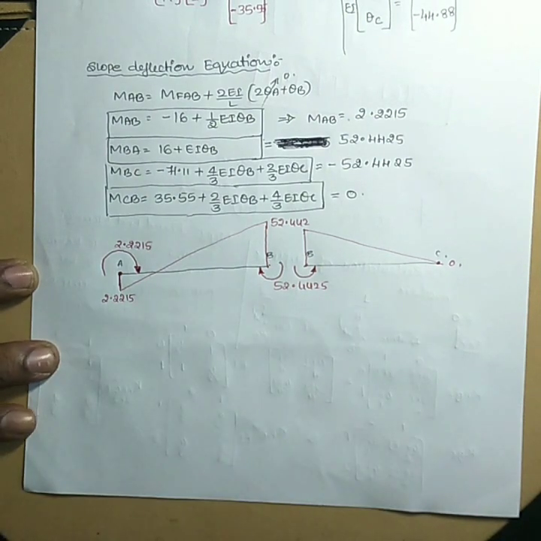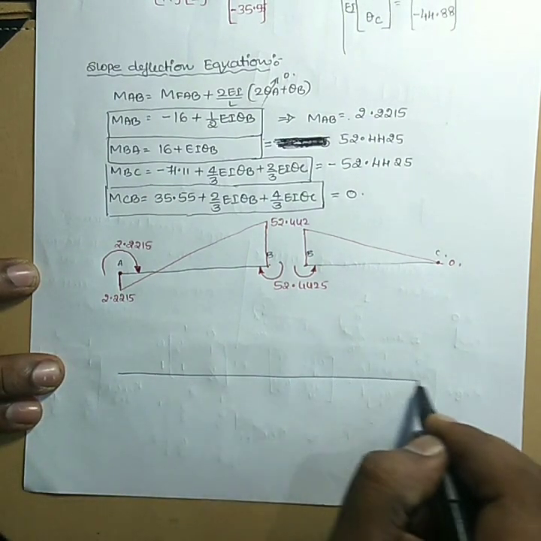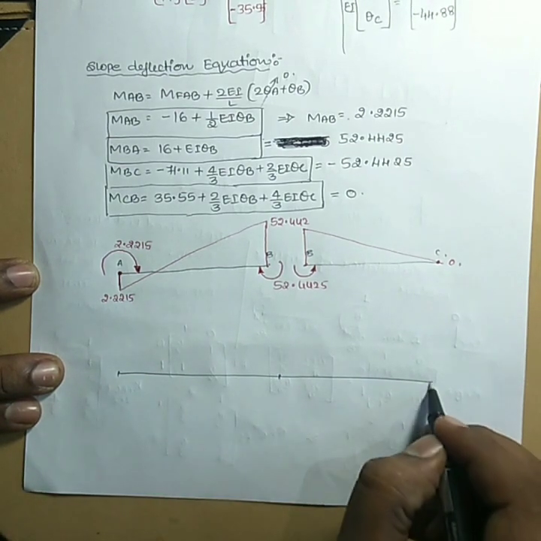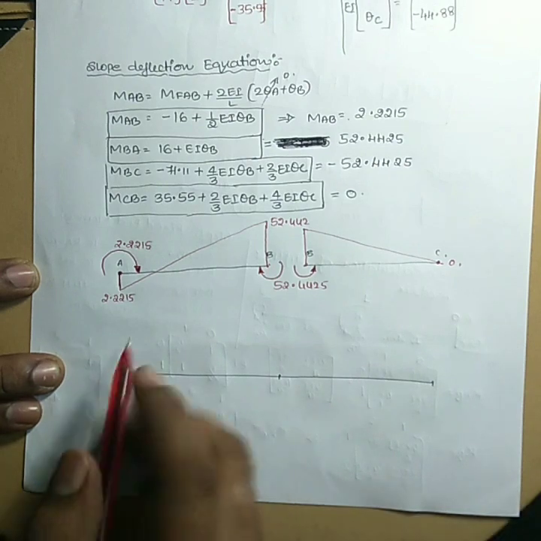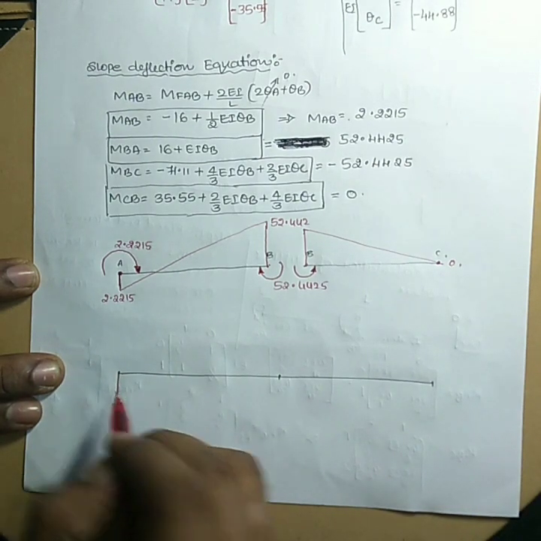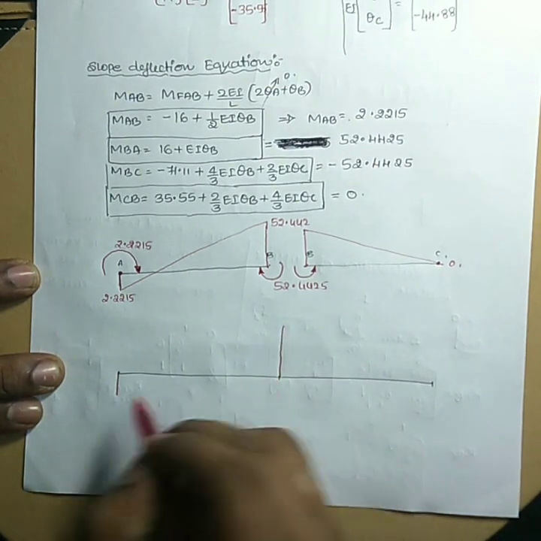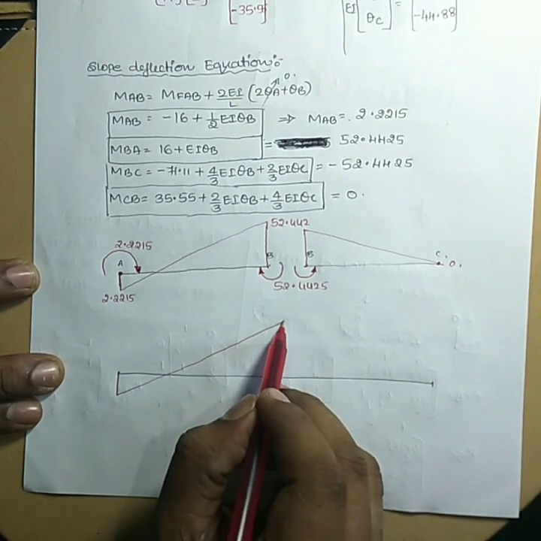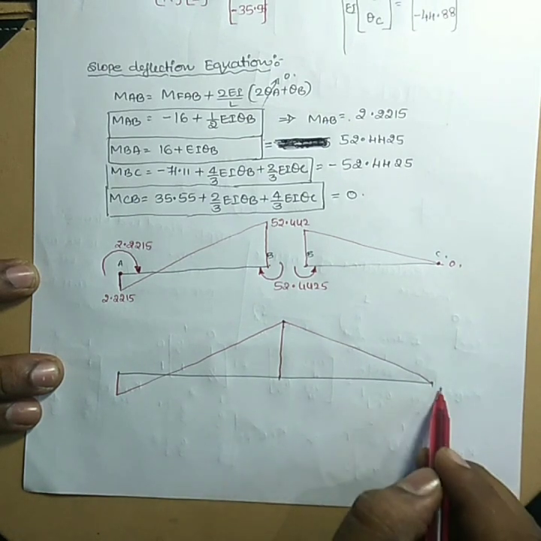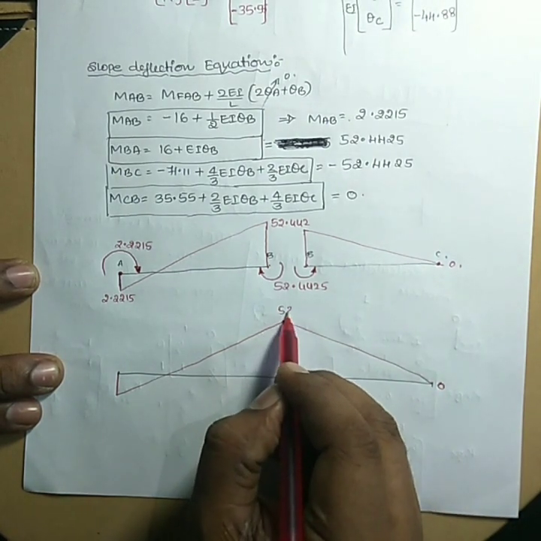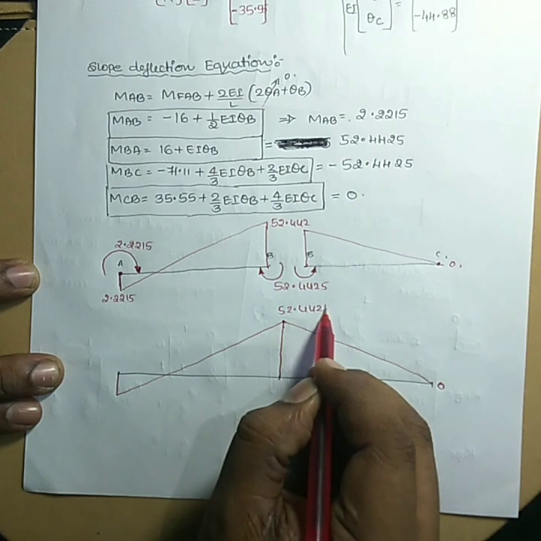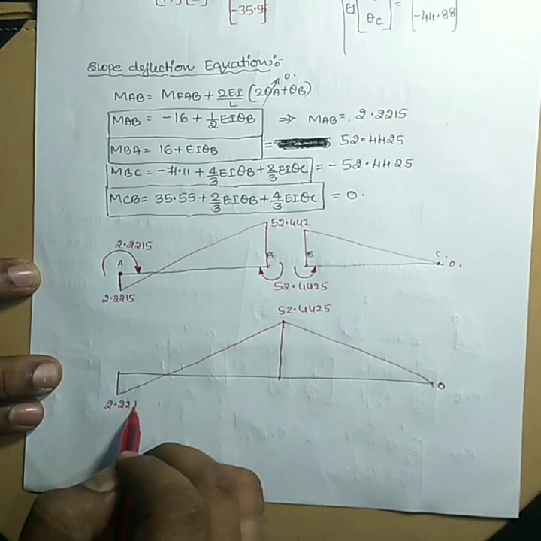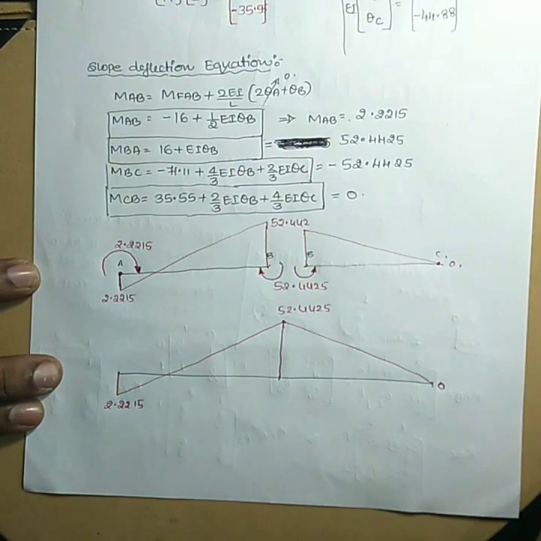Now make this together so that you will get the final bending moment diagram. You have point B here, point A here, point C here. At point A you have one downside, at point B you have upside, so I'm going to join it. From this point it is 0 and this value is 52.4425 and this value is 2.2215. Now you need to overlap this with the simply supported bending moment diagram.